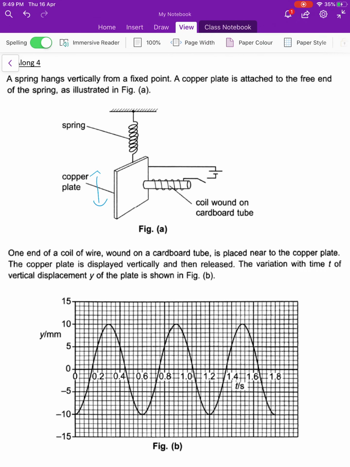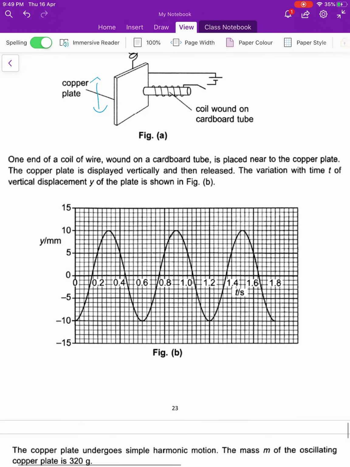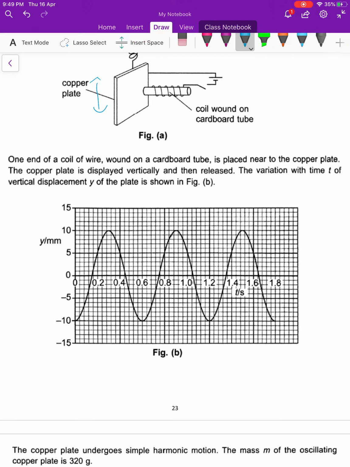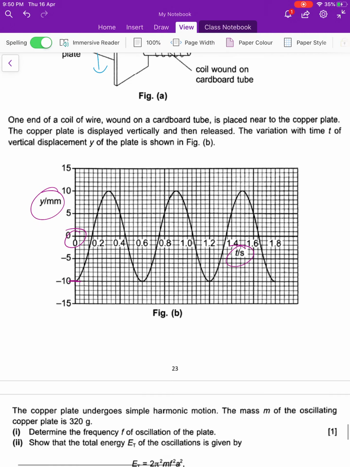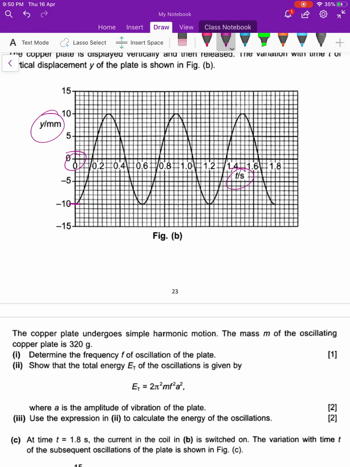okay, 这个是 long structured question, okay, so copper plate oscillate inside a tube. Okay, oscillate. Okay, so 这个有点是 simple harmonic motion. Okay, so cardboard tube is placed near the copper plate. Copper plate is displaced vertically. Okay, so 它给我们的 displacement time graph. Okay, so from 这个 displacement time graph, 我们可以讲，at time equals zero, 它是在最低点，它不是在 equilibrium, 也不是在 maximum point, 它是在最低点 start 的。Okay, so 它 undergo simple harmonic motion.